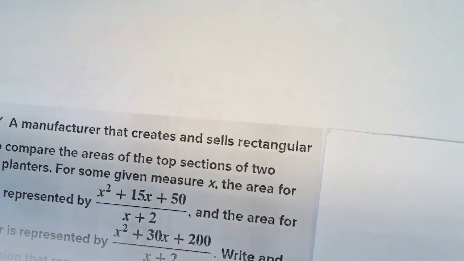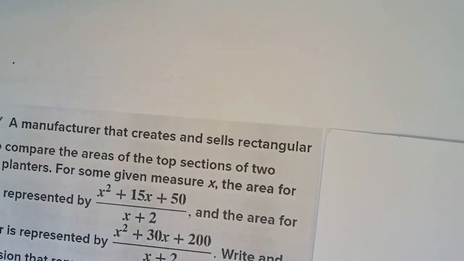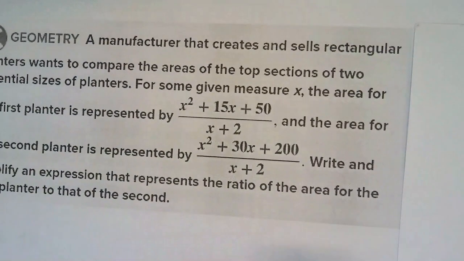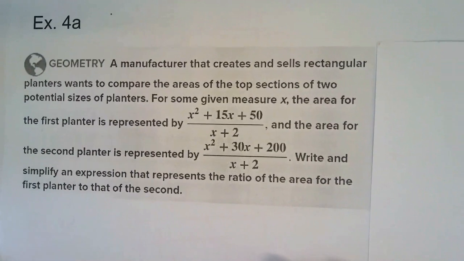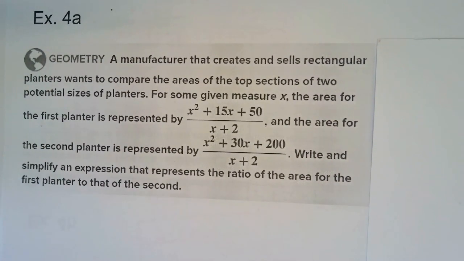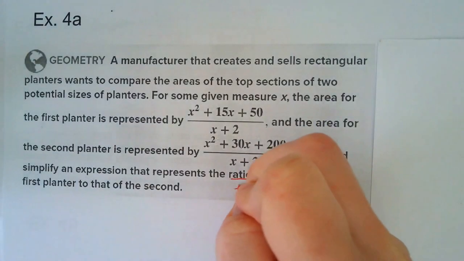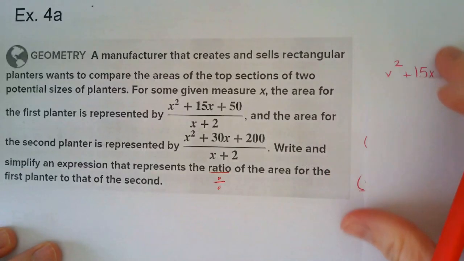Okay, so in this curriculum, they also have you applying it with different word problems. So here's my word problem. The manufacturer that creates and sells rectangular planners wants to compare the areas of the top sections of two potential sizes of planners. For some given measure x, the area of the first planner is represented by that expression, and the area of the second planner is represented by that expression. Write and simplify an expression that represents the ratio of the area for the first planner to that of the second. So whenever you hear the word ratio, all that means is that it's wanting you to divide them, okay?